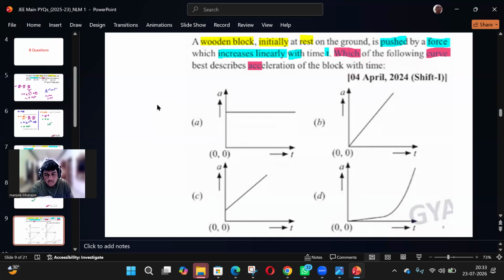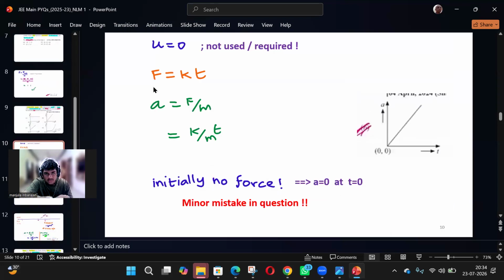Do that thing. Write it down. Write the steps. So it increases linearly with time t. Why, is it option B? It's initially at rest, so it starts at 0, 0 and increases with time. F is kt. Acceleration is F by m, so k by m. The option is B. k is constant, m is also constant.